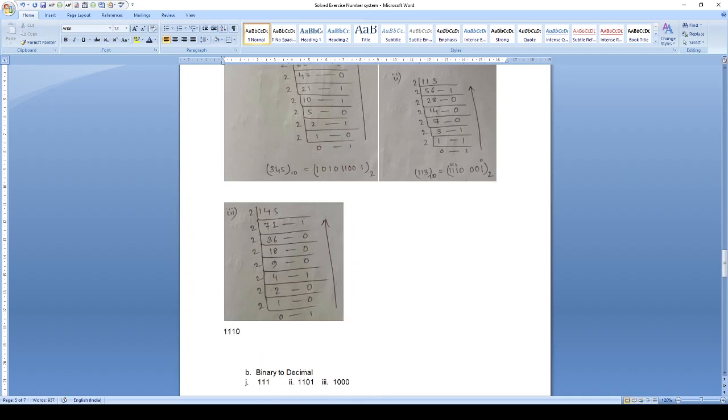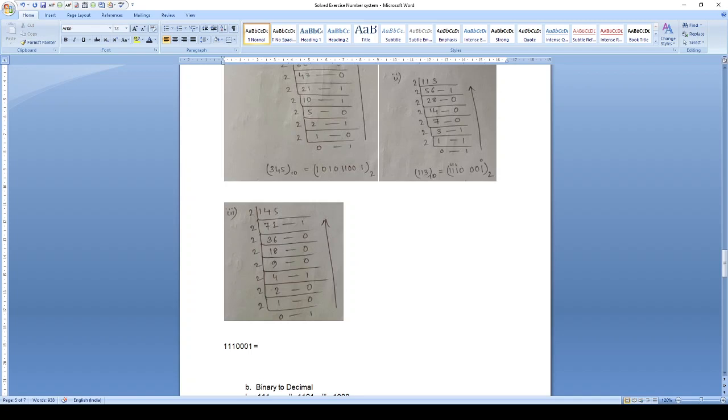Now let it position it here, right? We are checking this representation, whether we can get 113 from this one or not. So 1110001, right? So where are the ones? Ones are in the places 2 to the power 0.